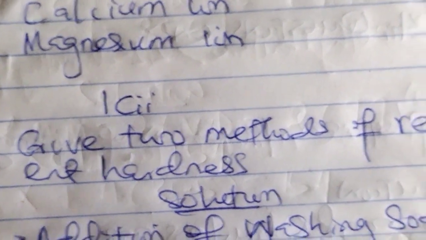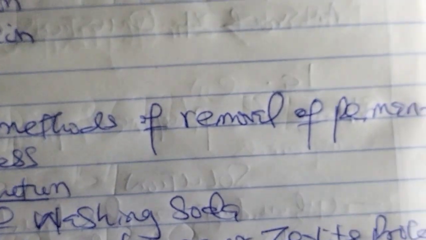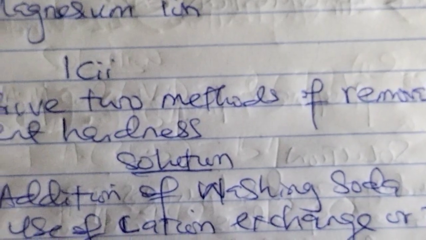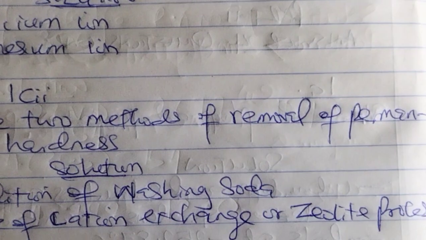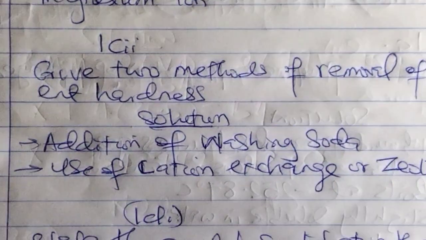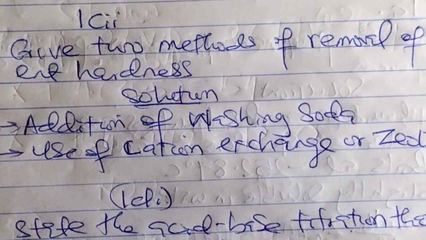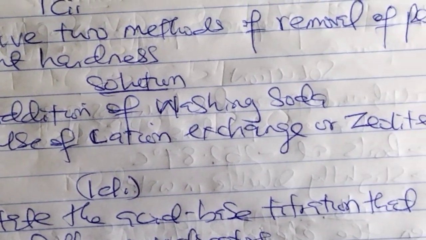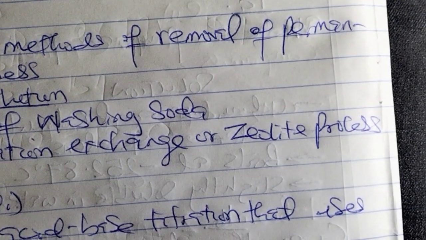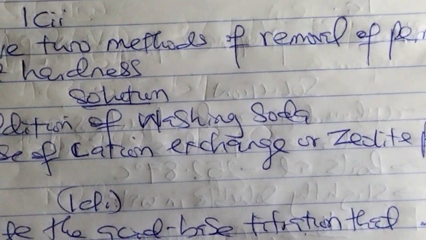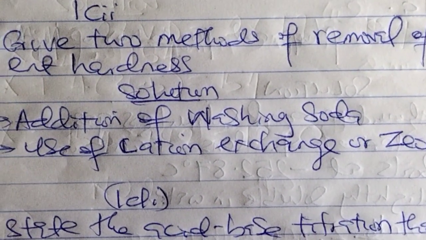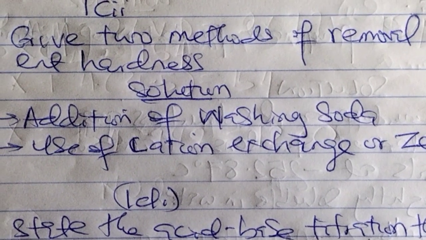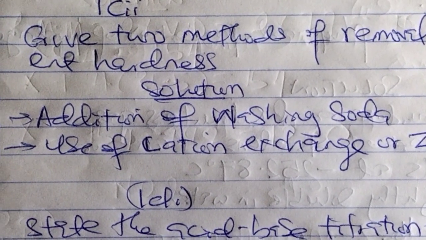1CII says, give 2 methods of removal of permanent hardness. Solution: number 1, addition of washing soda, and number 2, use of cation exchange or zeolite process. You can say distillation process, or addition of caustic soda. These are also other methods.